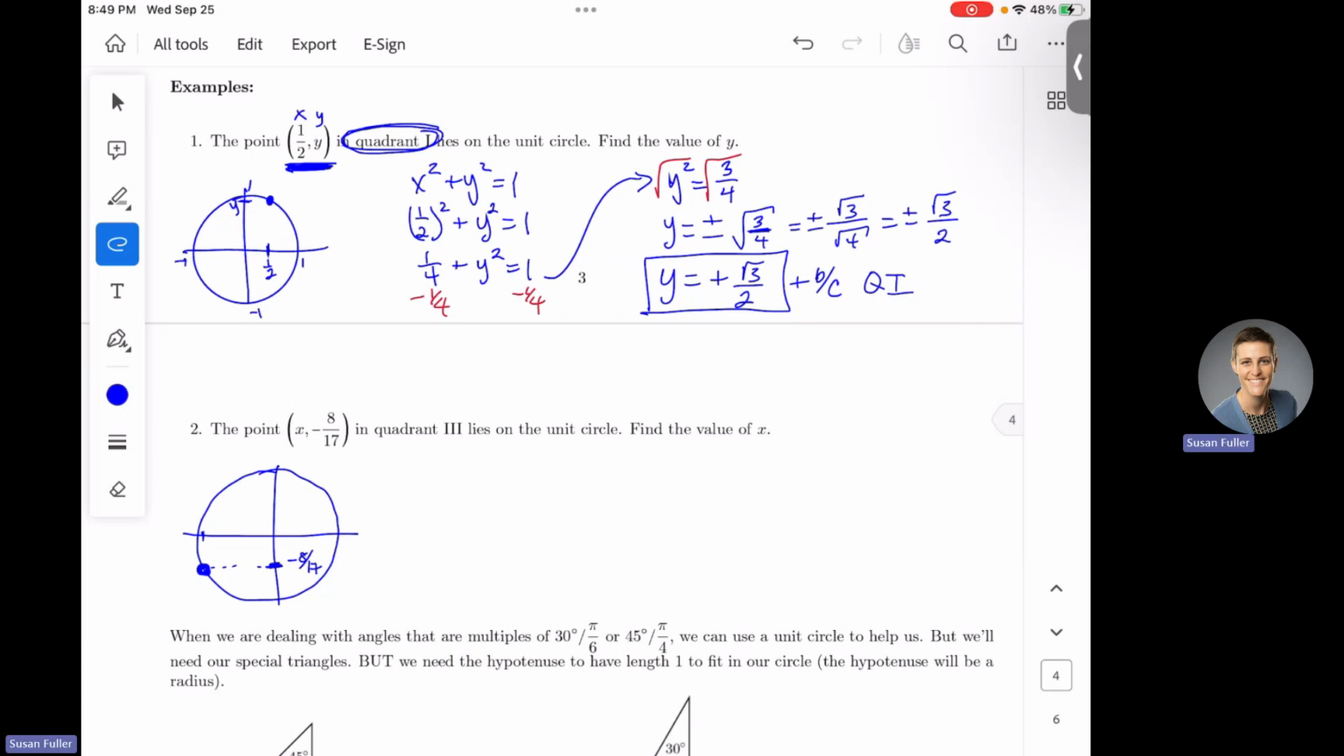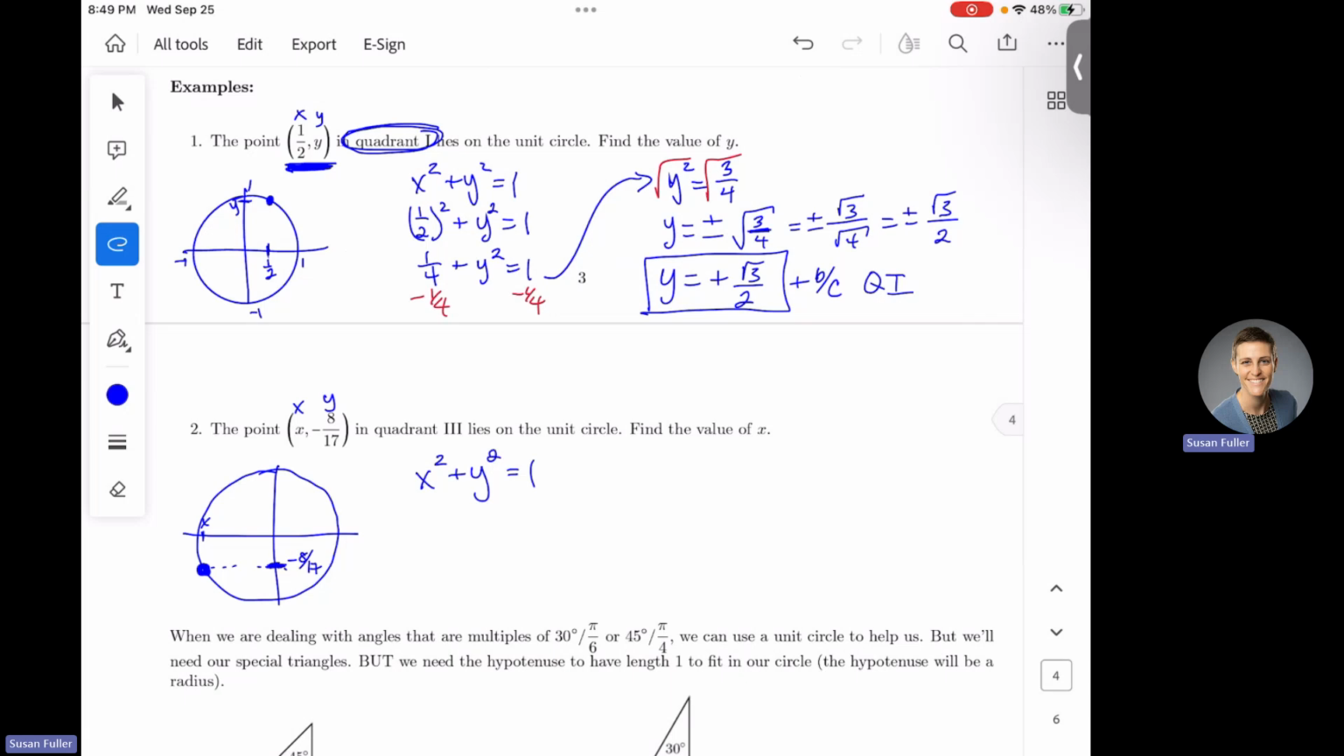All right, hopefully you've had a chance to work that. I know that y is negative 8/17, and I'm trying to find the x value that goes with it in order for this point to be on the unit circle. Again, to be on the unit circle, this x and this y value have to satisfy the equation x squared plus y squared equals 1.